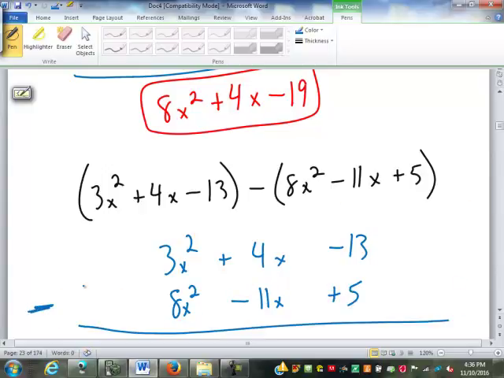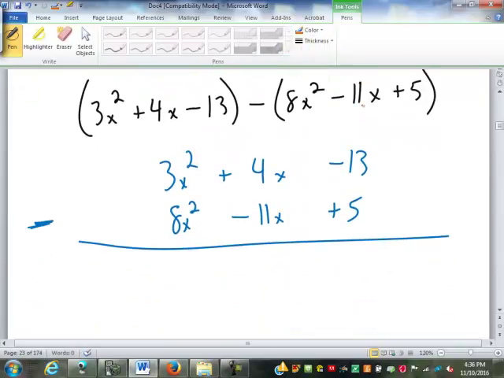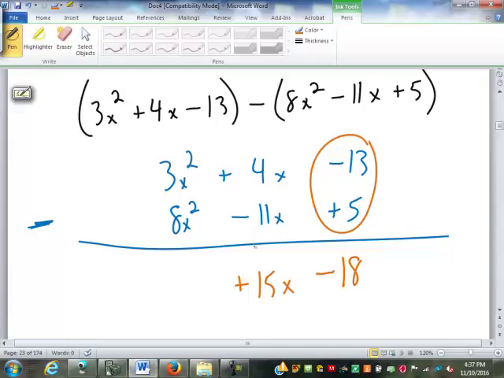But now we are subtracting down the columns. So this is where we really have to be careful of our negatives. Negative 13 minus 5 is negative 18. 4 minus a negative 11 is positive 15x. 4 minus a negative 11 is 4 plus a positive 11. 3 minus 8 is negative 5x squared.